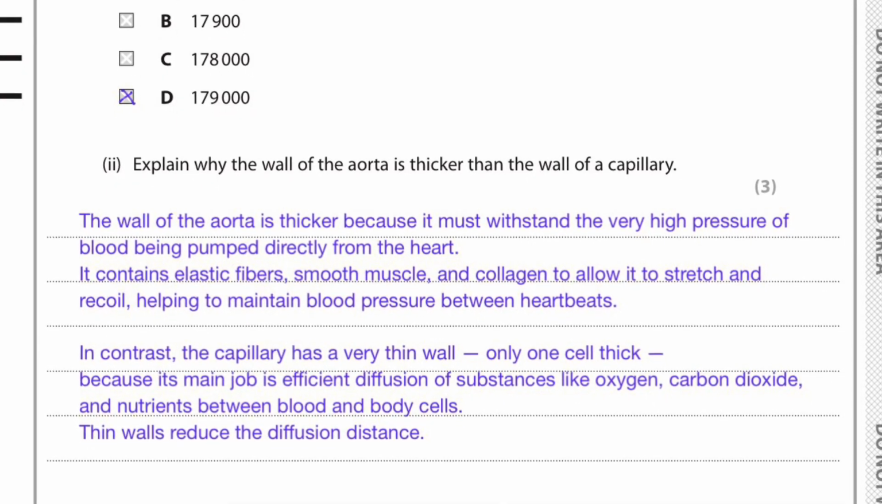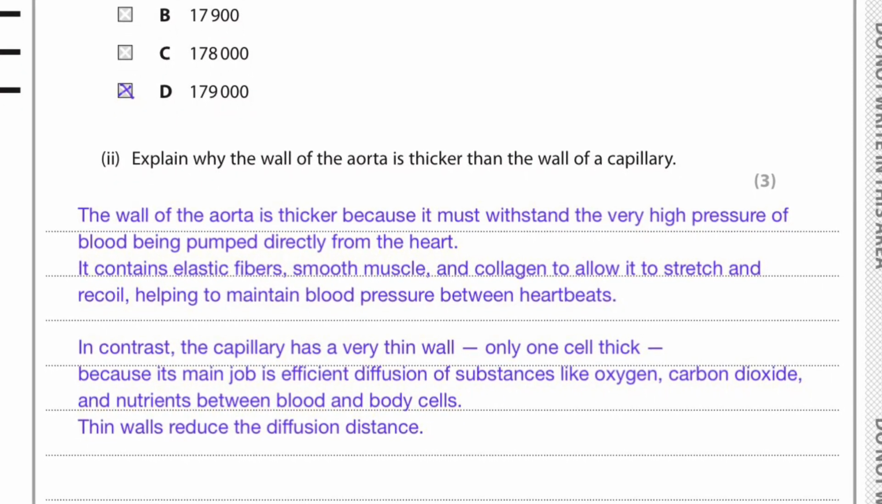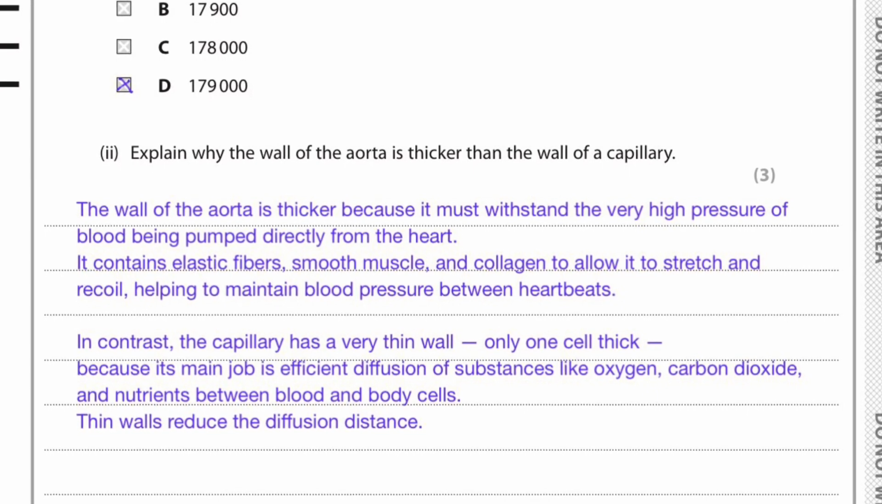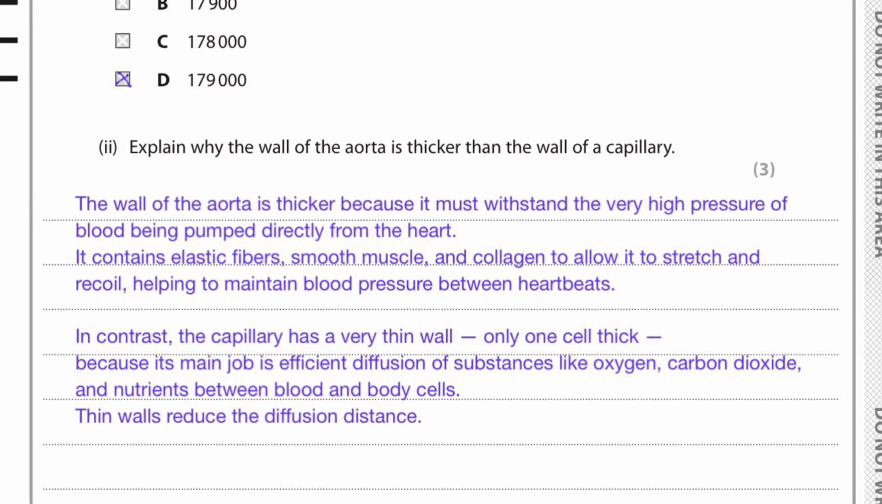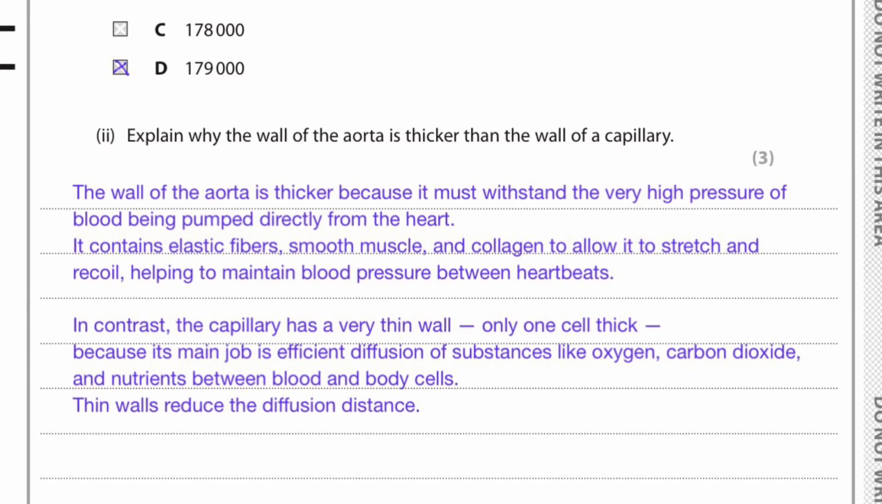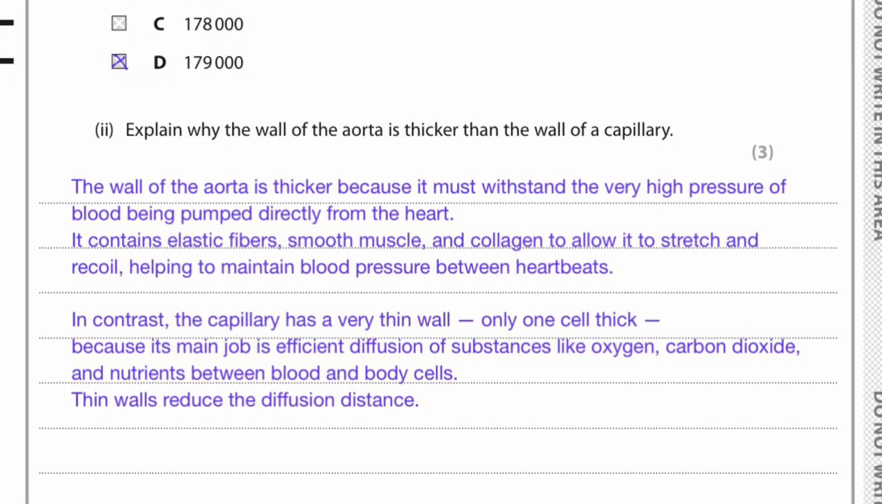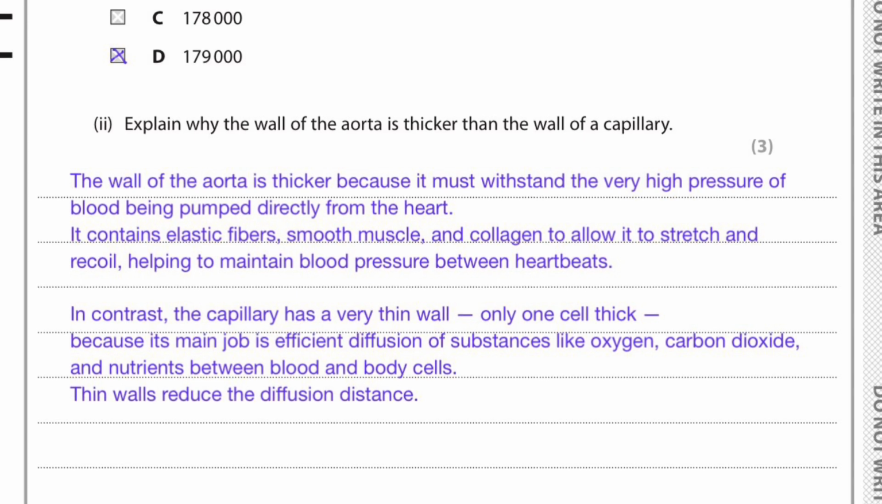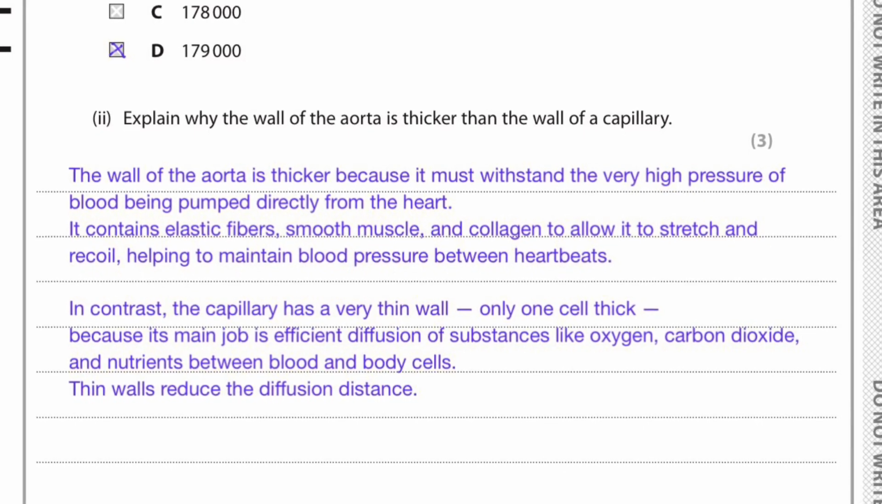Next, they say, explain why the wall of the aorta is thicker than the wall of a capillary. Here they want us to link the structure to the function of these vessels. So I said, the wall of the aorta is thicker because it must withstand the very high pressure of blood being pumped directly from the heart.